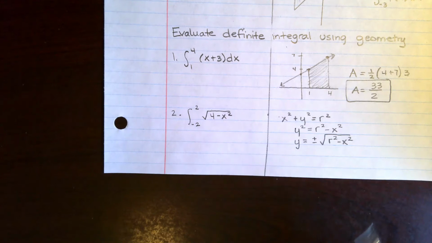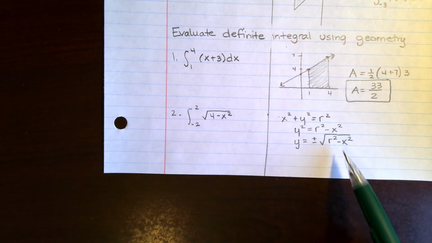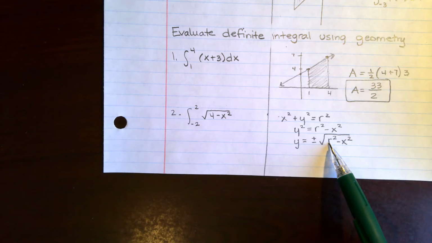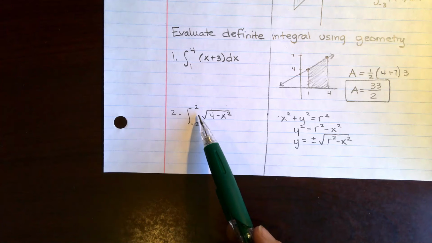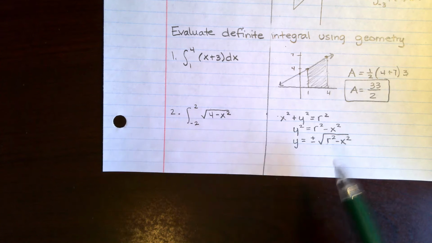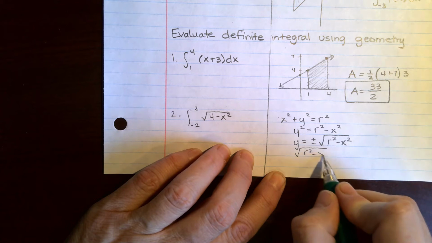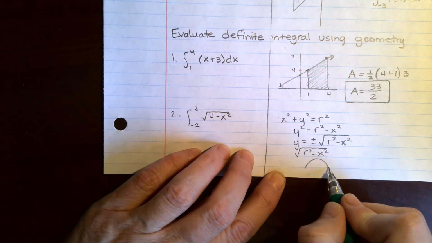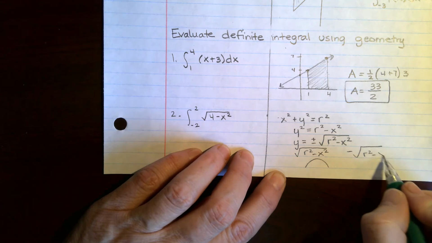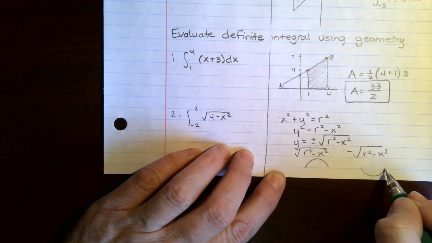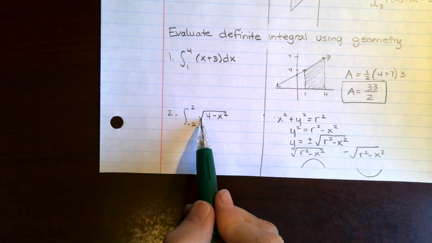Now, this one's not going to be a function. Keep that in mind. But there's our r squared, so this is a circle right here, and it's only half of a circle. Because if I did r squared minus x squared, I would get the top of a circle, and if I had the negative of r squared minus x squared, I would have the bottom of the circle. So we only have half of a circle.